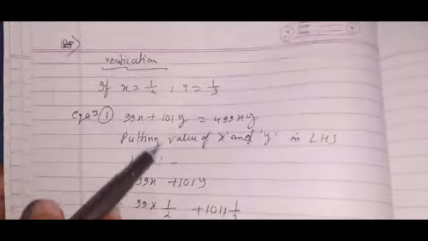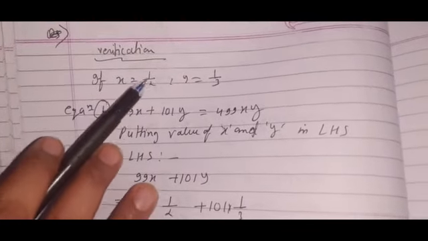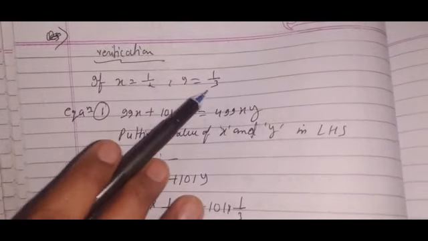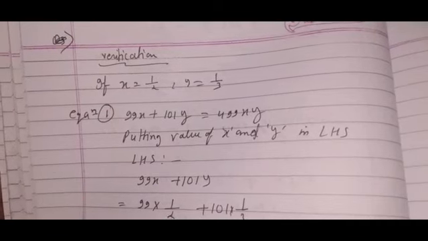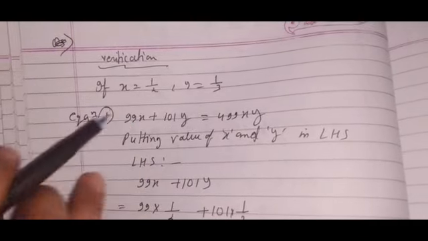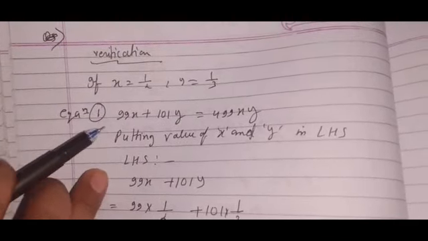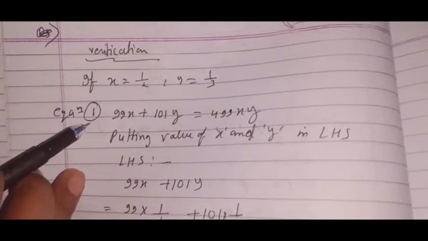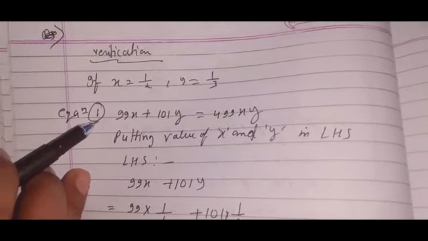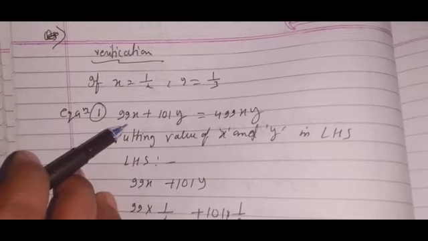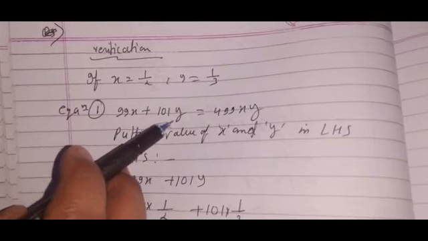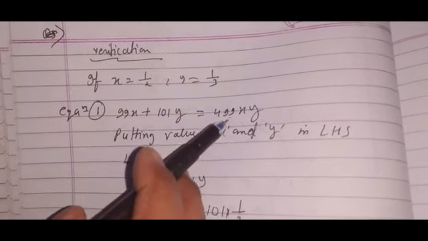Just see here. For verification, what I did is I wrote here, if x equals 1 by 2 and y equals 1 by 3, we are going to check whether our answer is correct or not. So I have noted one equation. You may choose either of the two original equations. I have taken equation 1, and that was 99x plus 101y equals 499xy.